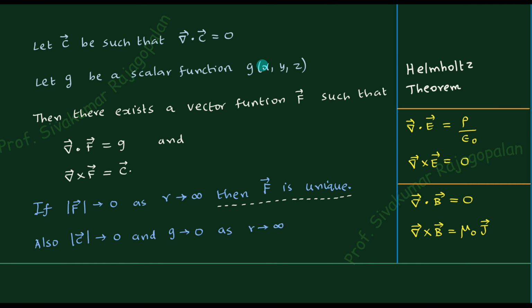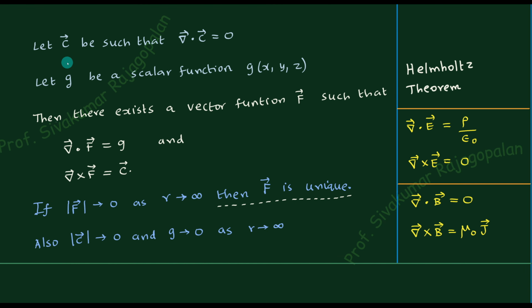So r is nothing but square root of x square plus y square plus z square. In fact, what is the conclusion? Can you find a vector field capital F, provided I know what is divergence and what is curl? I know means you already have something in your hand.